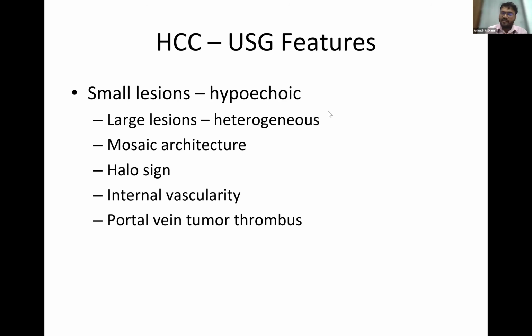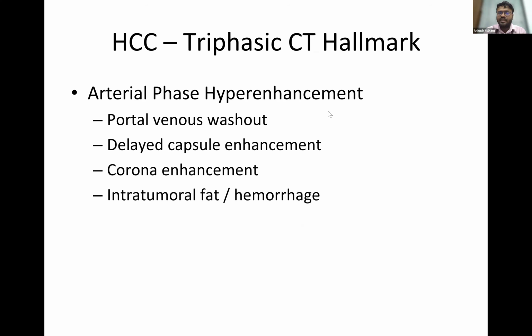The malignancy, hepatocellular, can extend into the inferior vena cava or the portal vein. Heterogeneous, because it can contain fat, it can contain hemorrhage. So mosaic architecture is one thing you should remember, which will be seen in HCC.